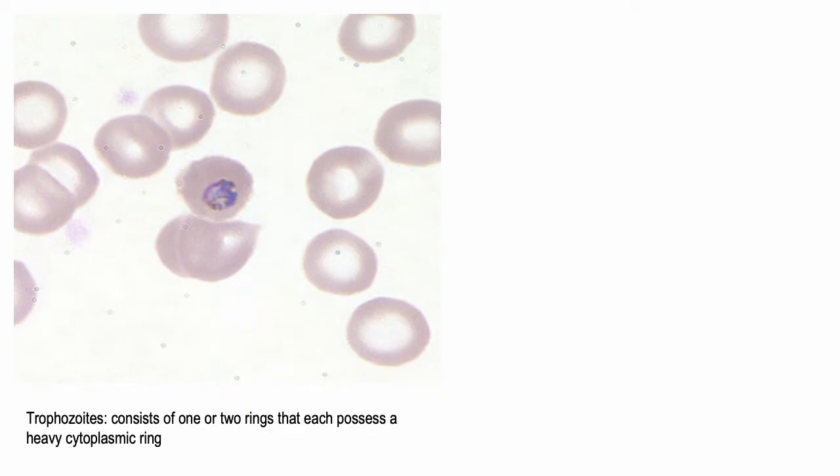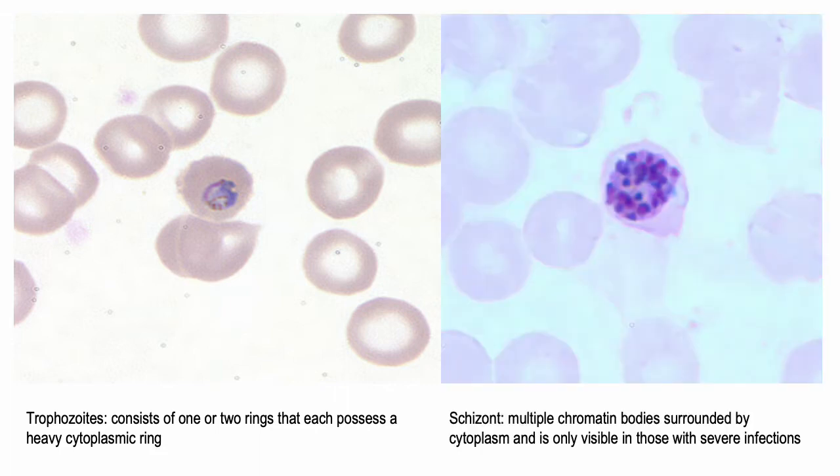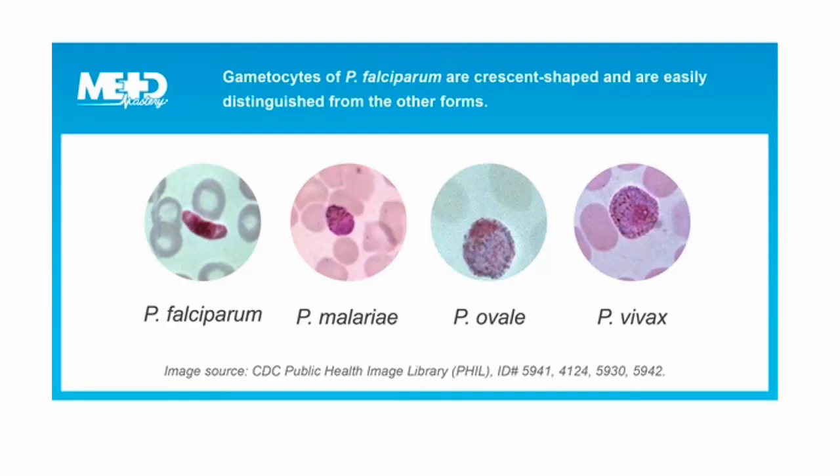So this consists of 1 or 2 rings that each possess a heavy cytoplasmic ring. While for schizont, as you can see, there is the presence of multiple chromatin bodies surrounded by cytoplasm, and visible in severe infections only. So here is a side-by-side comparison of the gametocytes for Plasmodium falciparum and the other Plasmodium species. As you can see, the only different one is your Plasmodium falciparum in terms of the gametocytes. So this is the only crescent-shaped gametocyte among Plasmodium species.